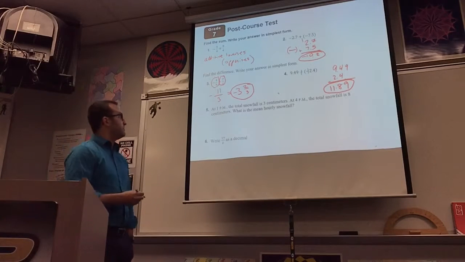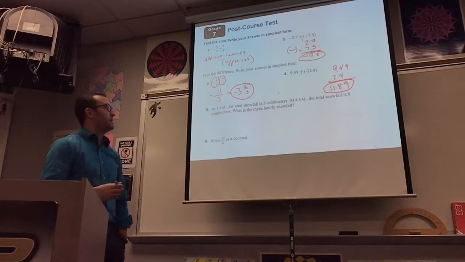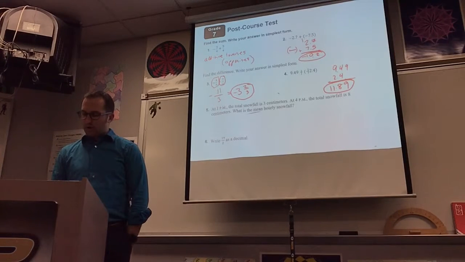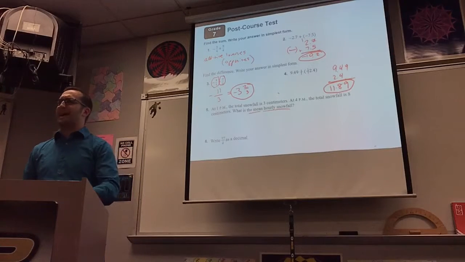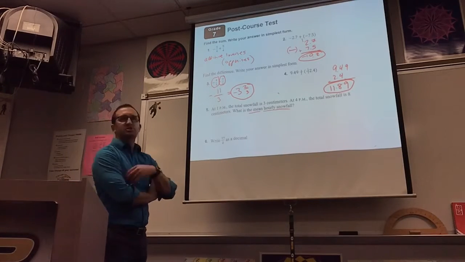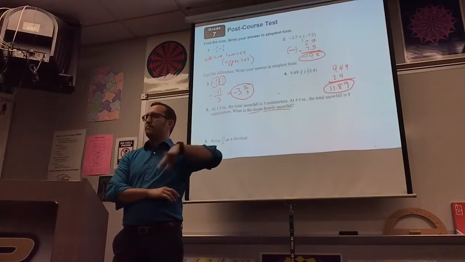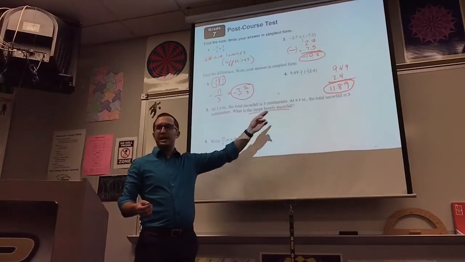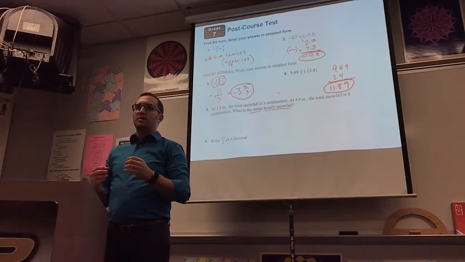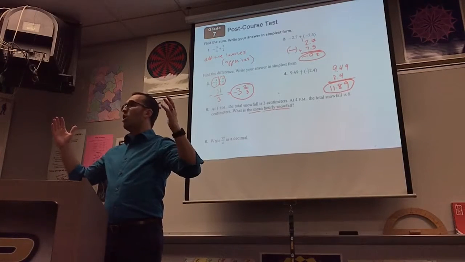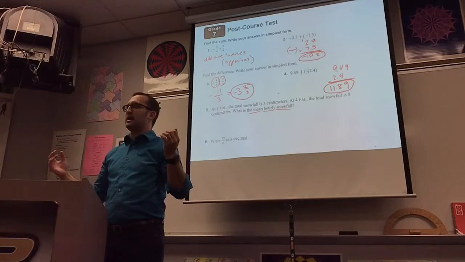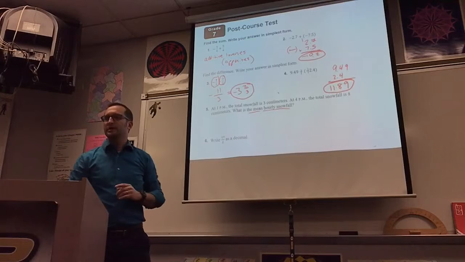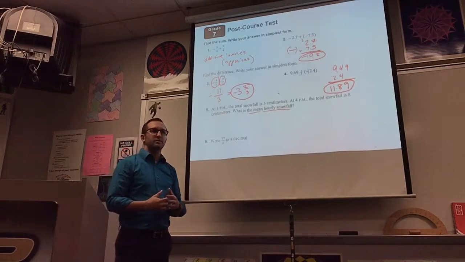All right, at 1 p.m., the total snowfall is 3 centimeters. At 4 p.m., the total snowfall is 8 centimeters. What is the mean hourly snowfall? It's a little tough to think through what it's asking for here. Does snow fall at the same rate all the time throughout that time? But what it's asking you to do, when it's asking for the mean hourly snowfall, is how much did it snow on average throughout that time. So this is a division problem. Okay? First we need to subtract and then we need to divide.